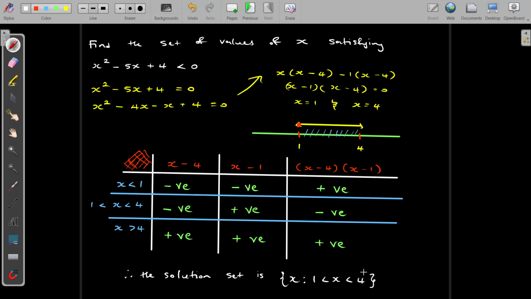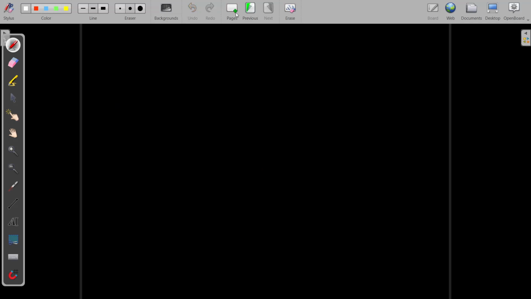Now let's look at another one, and then we'll look at one where it involves a fraction, and then that would be it for today.